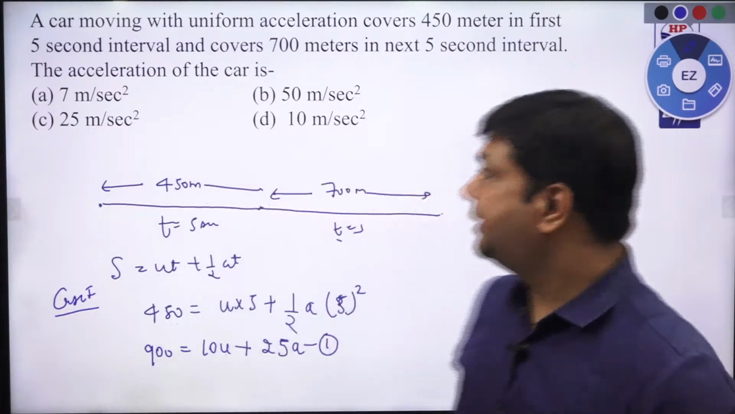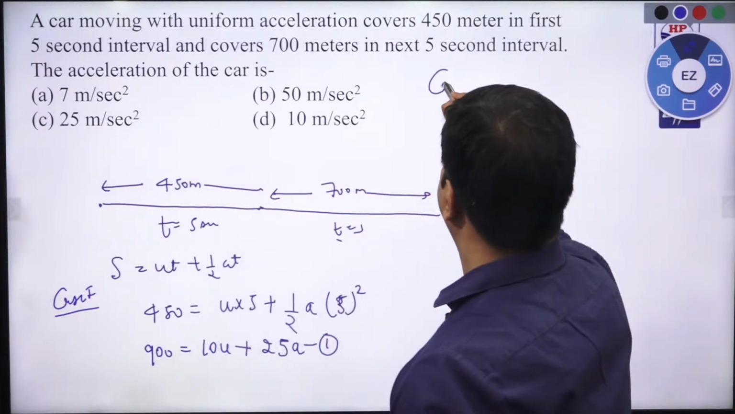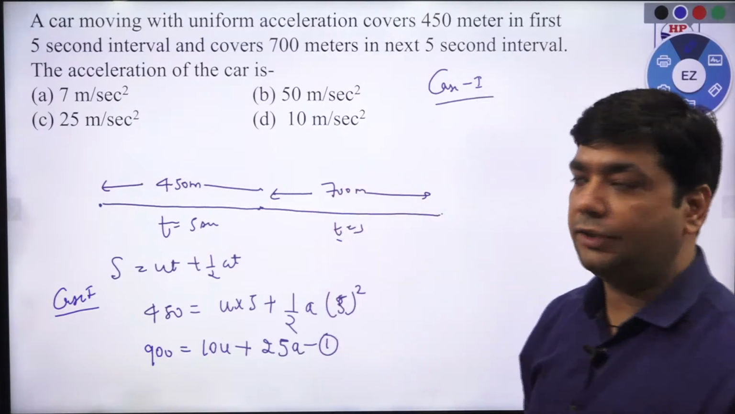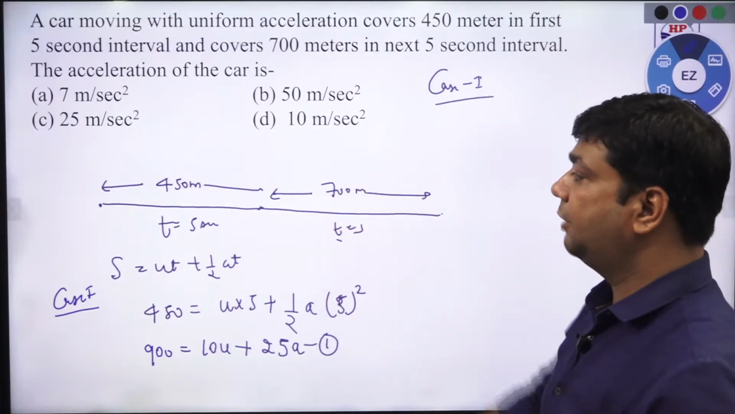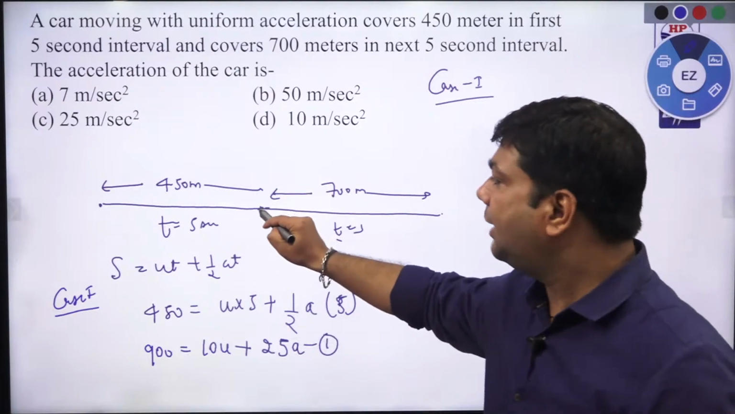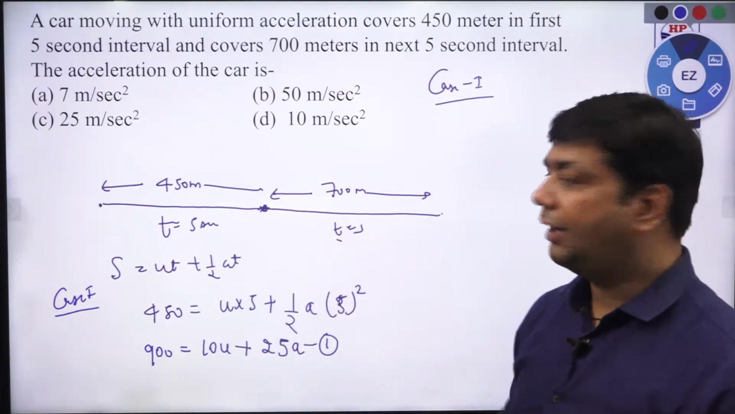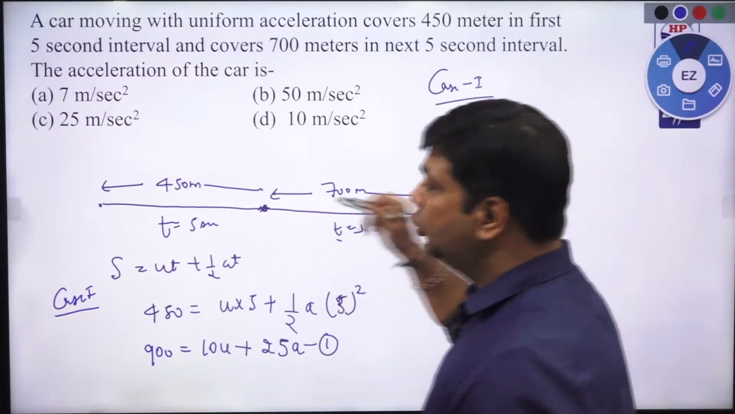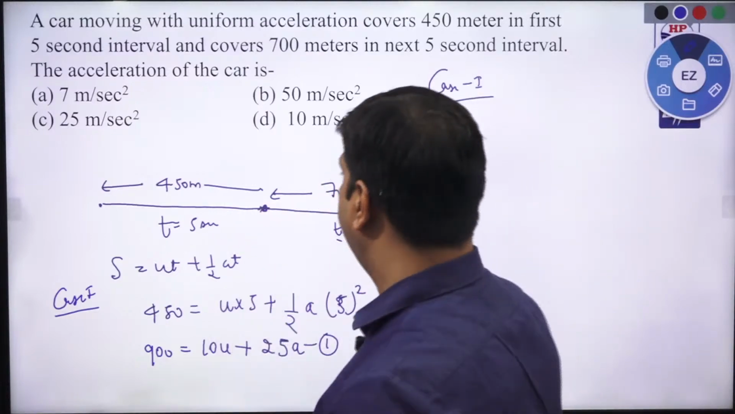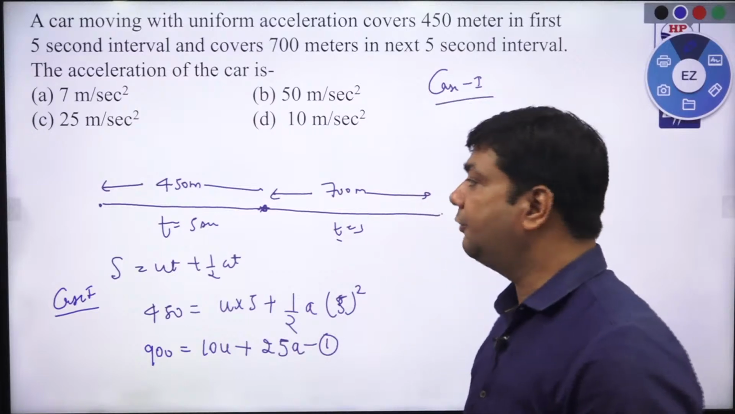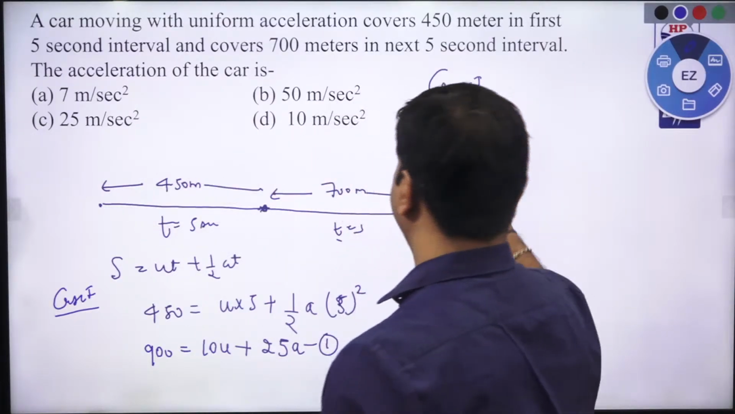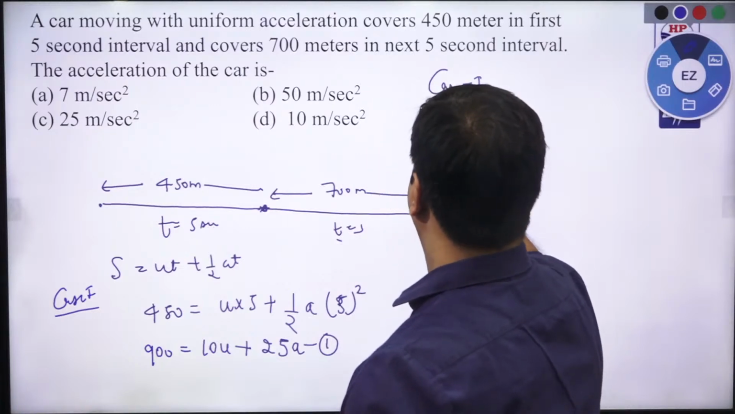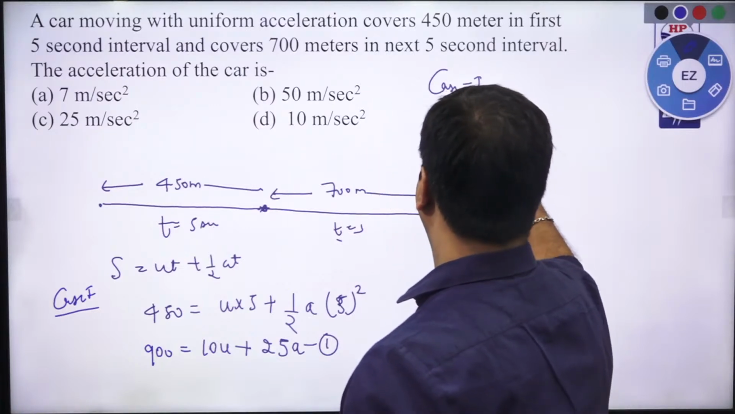And now case 2. We again apply s equals ut plus half at square, but we don't know the u value at that point, and also the acceleration value. Acceleration remains the same in the whole motion, but the u is going to be different because the distance covered by the car is also different. So we are taking the total distance. The total distance is 450 plus 700, that is 1150 meters equals u.